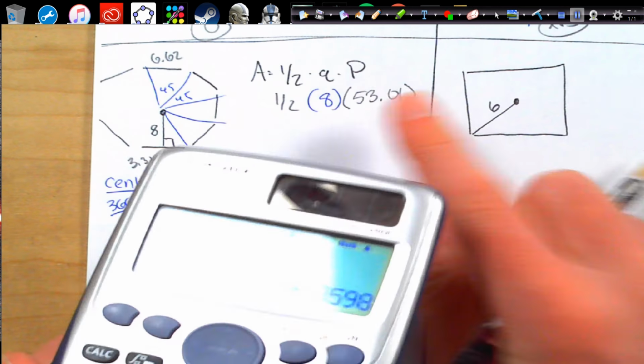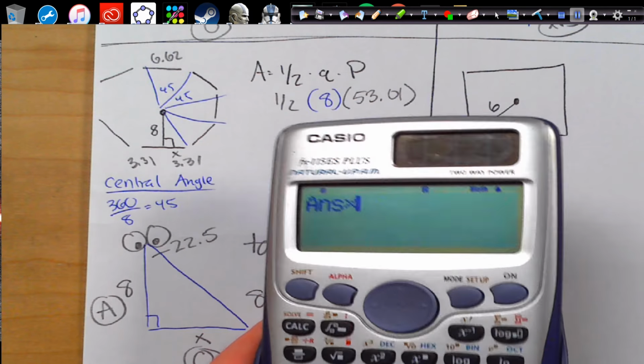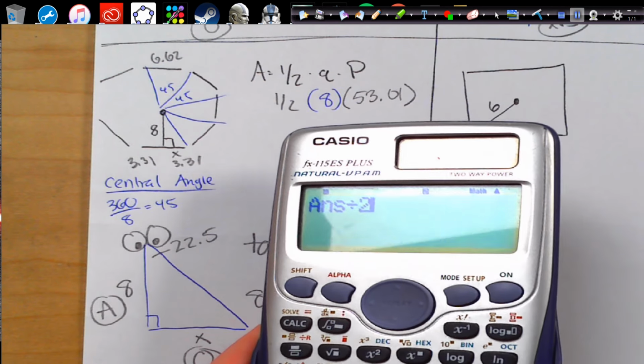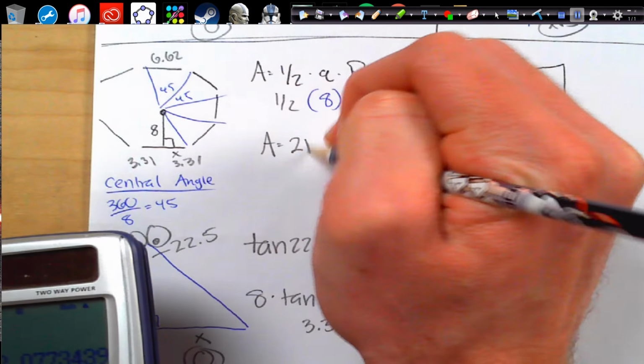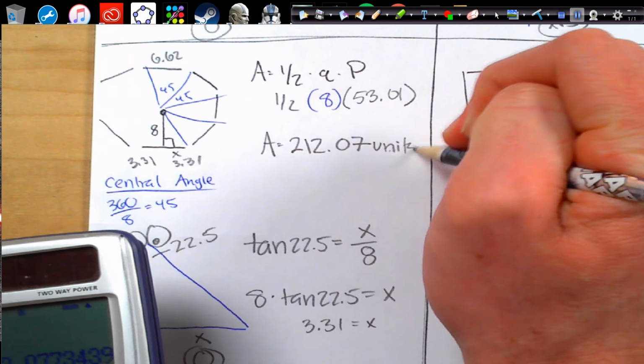This is already in my calculator, so I'm going to leave it in my calculator, and I'm going to multiply by 8, divide by 2. And I get my area to be 212.07 units squared.